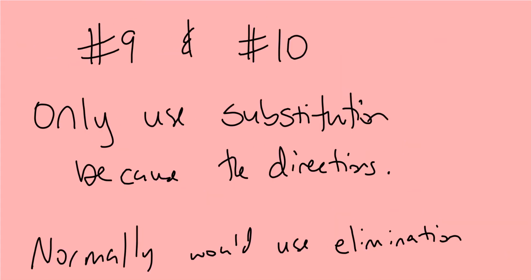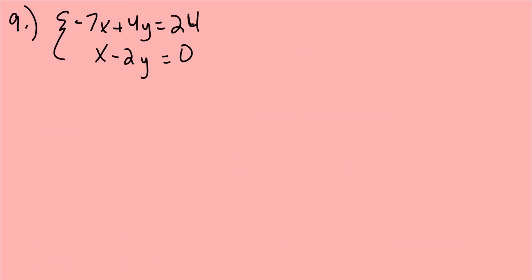Alright, so numbers 9 and 10 I'm going to do real quick. And I'm only using substitution just because of the directions. Because they told me to use substitution, I'm using substitution. Normally I would use elimination. So numbers 9 and 10 are actually a little bit harder because we're using substitution when we really shouldn't. So number 9, look, even though everything's lined up, I'm still going to use substitution.